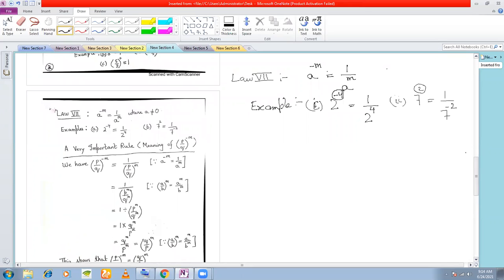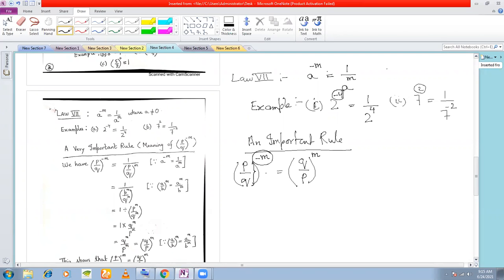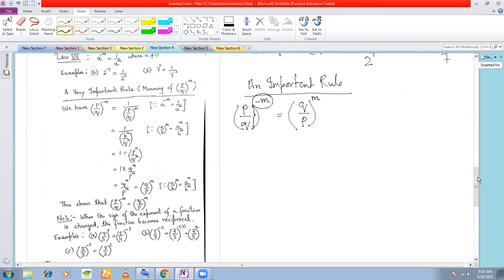Now, a very important rule, which is based on law 7. You must remember this. We'll be coming across this very often. Okay, any fraction, if I give you p by q raised to the power of a negative number, then you can make this power positive if you take the reciprocal of this fraction. So if this is p by q, you take q by p, and then you can raise it to a positive power. Very important rule.